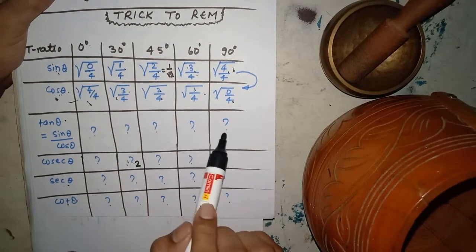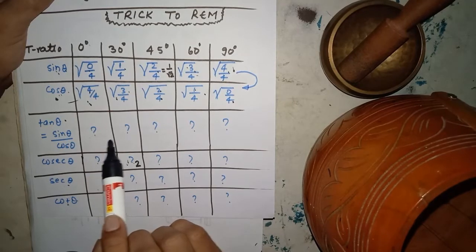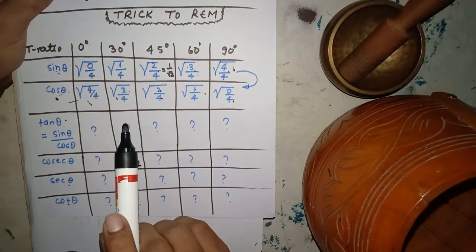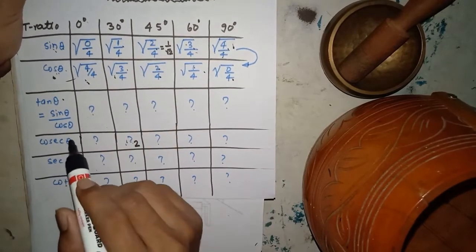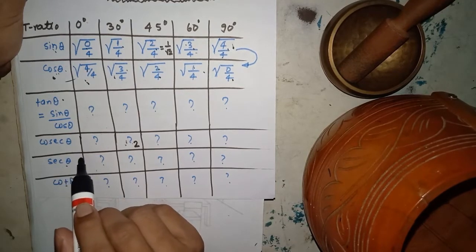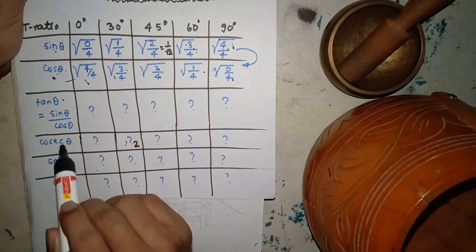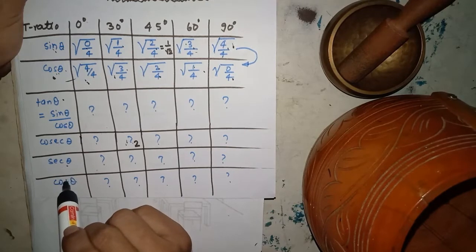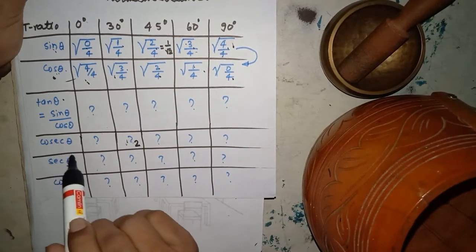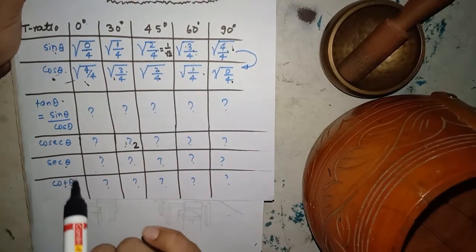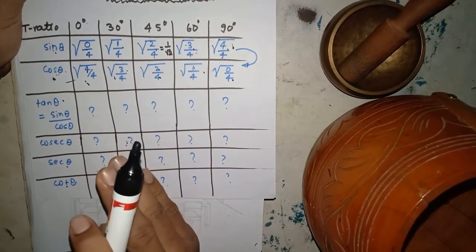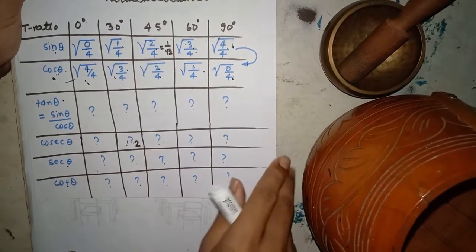In a similar way, you can find all these values for these angles. I am leaving it for you so that you can be skilled by yourself. You have to do it yourself in your notebook and find out all the values for these trigonometric ratios for these particular angles. So try it out yourself at home at your study table.